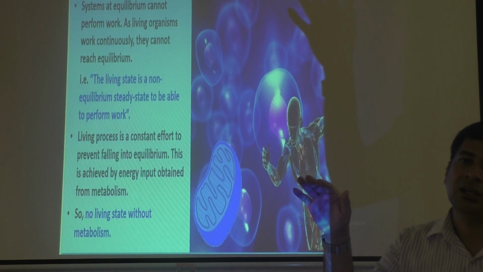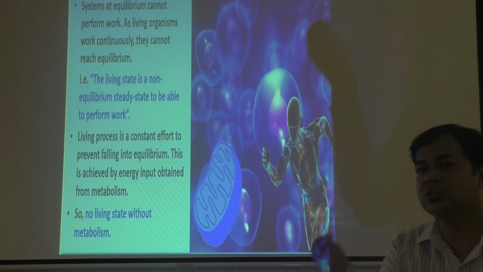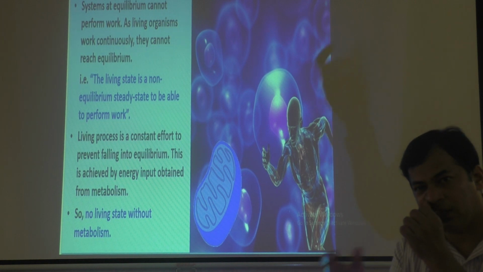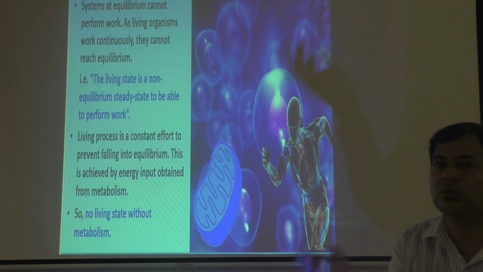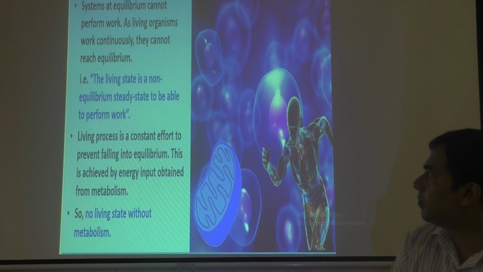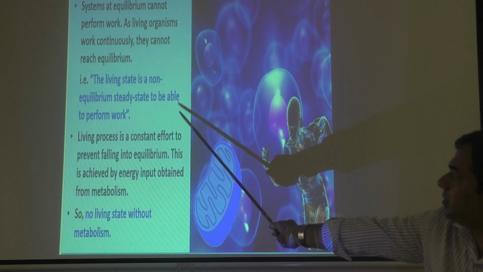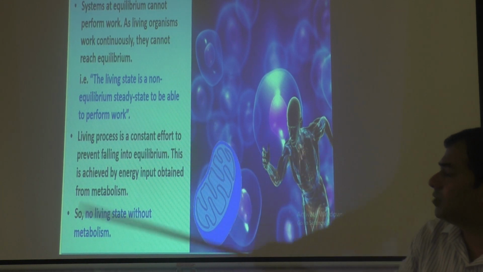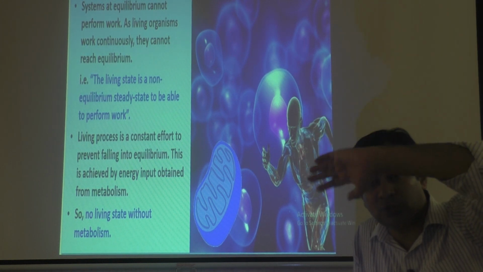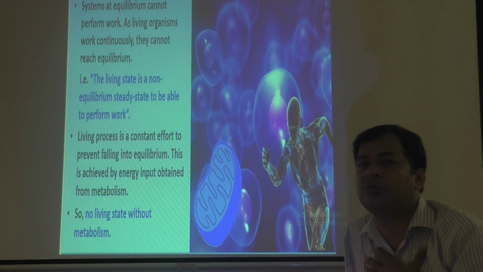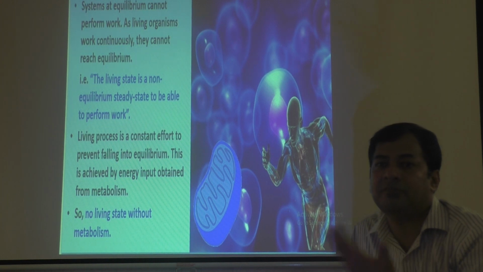A drum cannot be full in our house because continuously we use water from it. If we keep drinking water, it will not be full. It cannot reach equilibrium. We keep drinking water, so its quantity reduces. Like that, the metabolites' quantity also reduces. So, the living state is a non-equilibrium steady state to be able to perform work. That means if we have to perform work, our body should not be in equilibrium. Our body should be in a non-equilibrium steady state. Then only we can perform work.